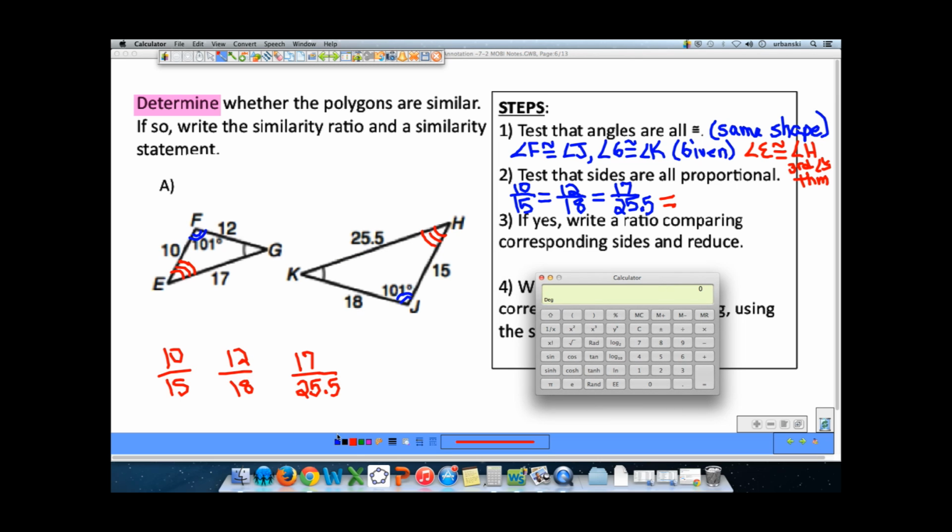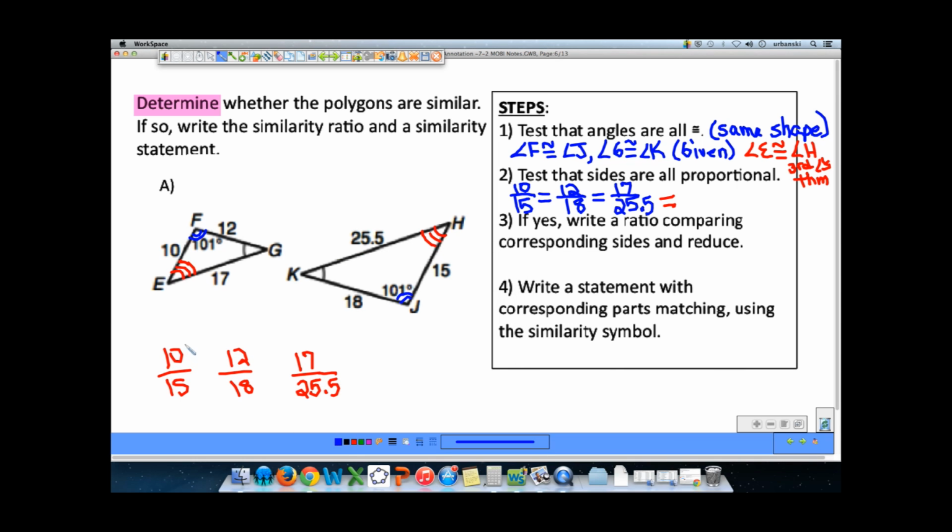Okay, so this one's pretty easy to reduce. You divide by 5 and you get 2 over 3. This one you can divide by 6. 12 divided by 6 is 2, and 18 divided by 6 is 3. But this one's more difficult, especially because of that decimal. Here's what you do. Move that decimal over so it becomes a whole number, and whatever you do to the bottom, you have to do the same thing to the top. So our new number we're dealing with is 170 over 255. That you're going to have to reduce.